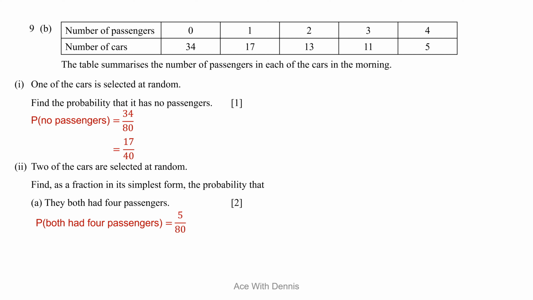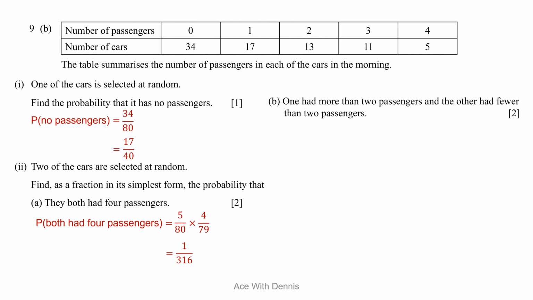So the first one will be the probability that the first car has 4 passengers. From the table we can see that there are 5 cars that have 4 passengers, hence it will be 5 over 80. Next, since one car has been selected, the second car count will reduce to 4. Remember the first car has been chosen, so the number of cars with 4 passengers is reduced to 4. Same as the total number of cars, which will be reduced by 1, from 80 to 79. Then we multiply these two fractions and simplify, and we get 1 over 316.